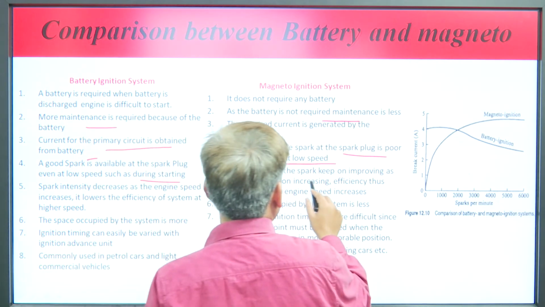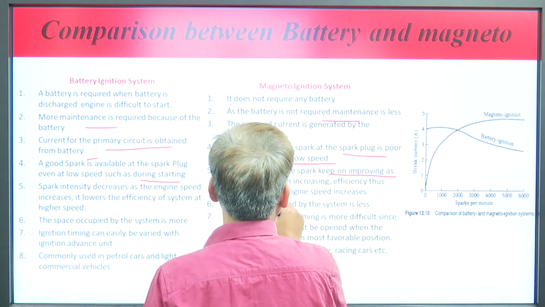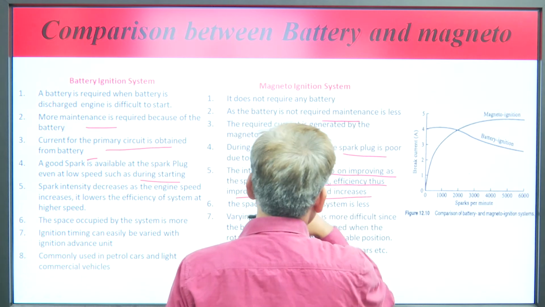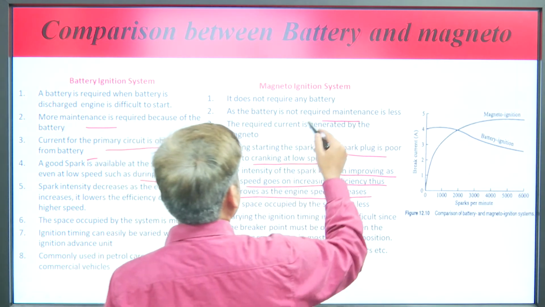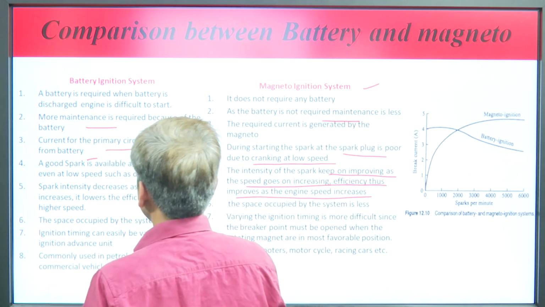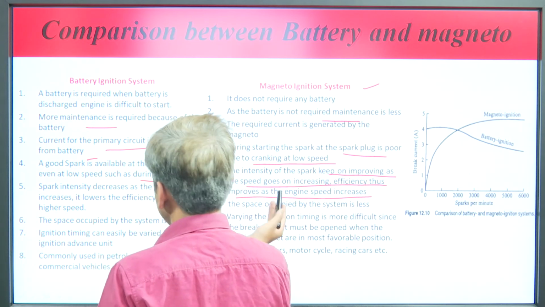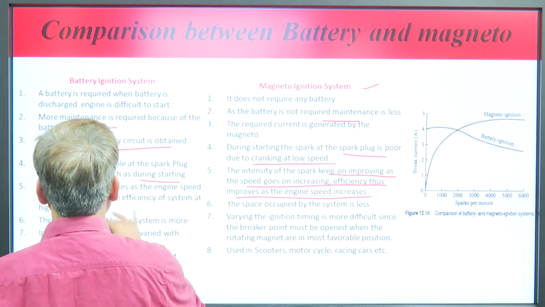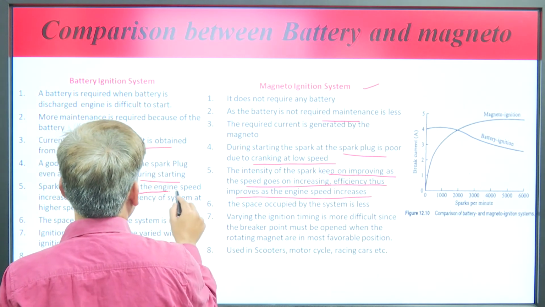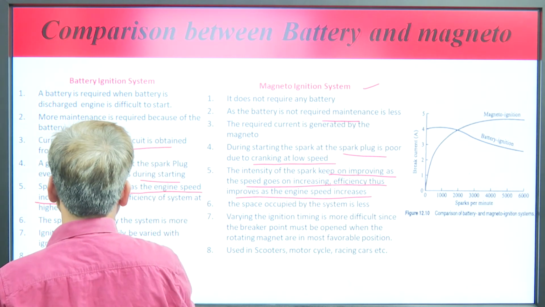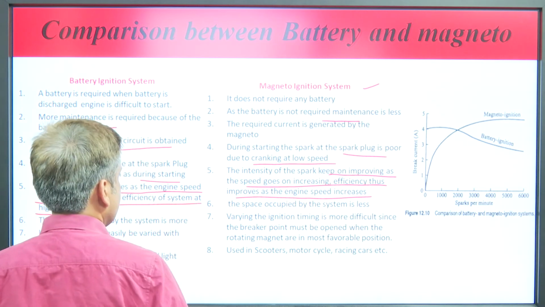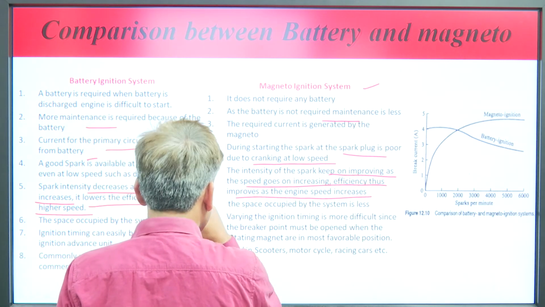In magneto, the intensity of the spark keeps improving as the speed increases, so efficiency improves as the engine speed increases. As the engine speed increases, magneto ignition quality is improved. But in the battery system, it is not like this. Spark intensity decreases as the engine speed increases. It lowers the efficiency of the system at higher speed, just the opposite.